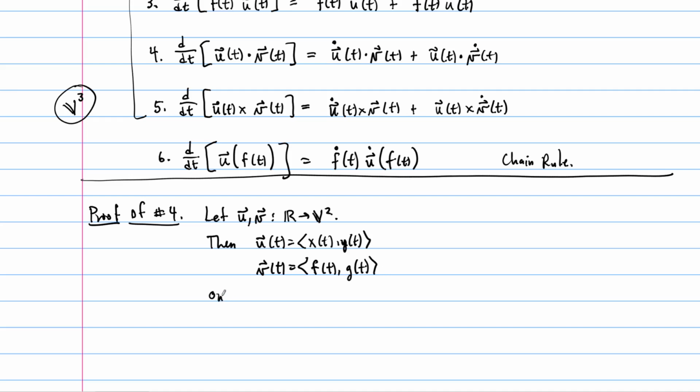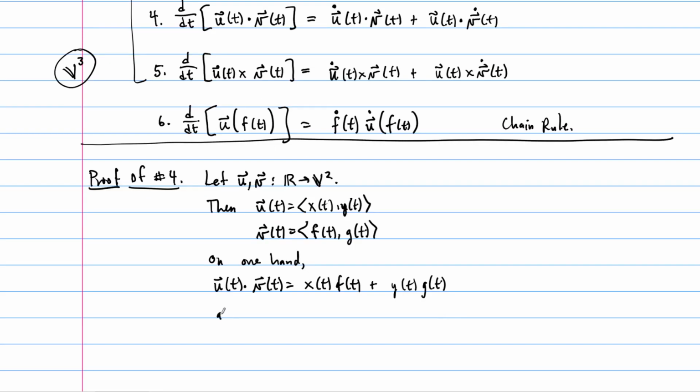So on one hand, the left-hand side says to take the dot product first, right? So u of t dot product with v of t is equal to the product x of t times f of t plus the product of y of t times g of t. All right, and then take the derivative. So the derivative of this is, by definition, the derivative of this product, right?